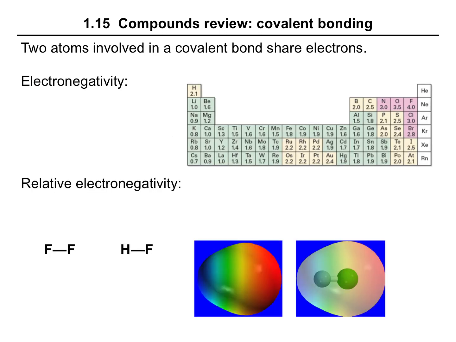An important characteristic of a covalent bond is that the two atoms involved in a covalent bond share electrons. If they share one pair of electrons, you have a single bond. If they share two pairs of electrons, you have a double bond. If they share three pairs of electrons, you have a triple bond. But although they share electrons, they do not necessarily share them equally. Elements have a characteristic called electronegativity, and this is a measure of the ability of an atom to attract electrons.